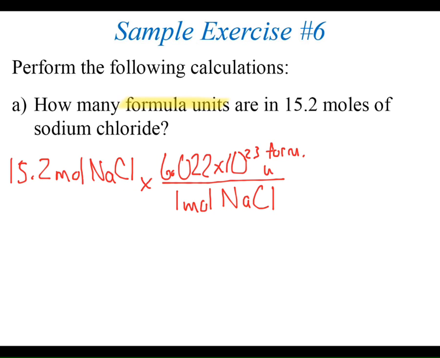And I have no good abbreviation for formula units. I could write FU, but that just seems wrong. So I'm just going to write form units. So try that out in your calculator. 15.2 is 3 sig figs. 6.022 is 4 sig figs. We'll have 3 sig figs. So what's the answer? That'll be a big number. Why don't you get a number, Odalise?